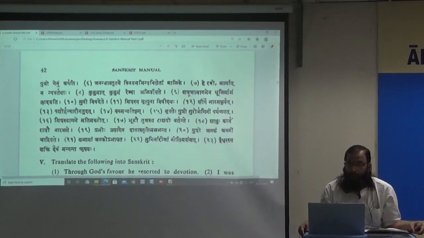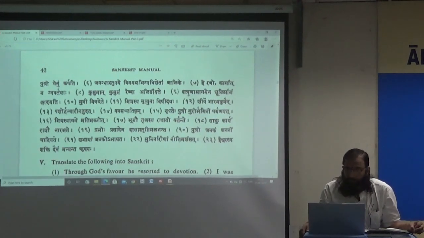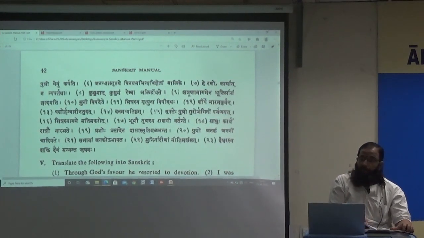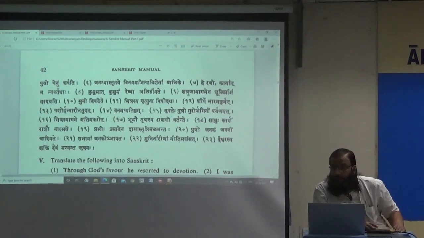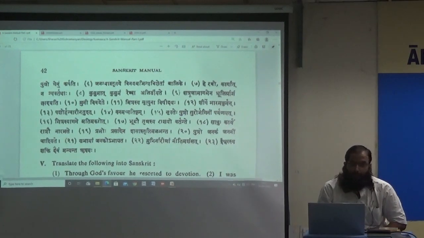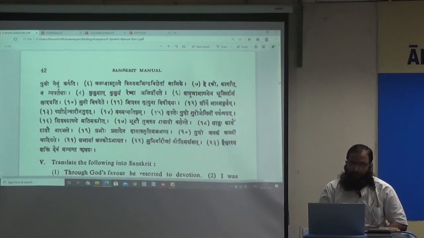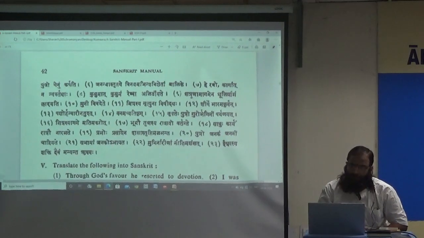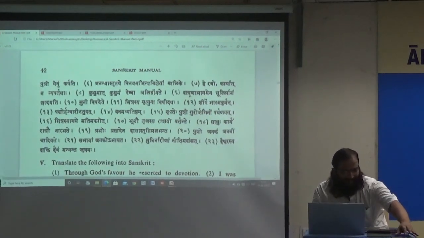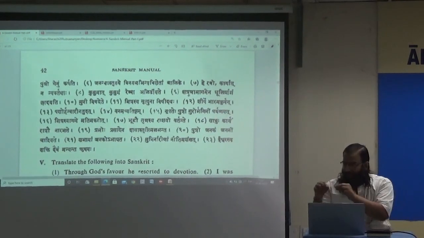Next one, number 14. We'll stop with this. Vanam adhyatishtham. Read properly. What does it mean? I lived in the forest. Live or lived? Lived in the forest. Vanam adhyatishtham. Adhi plus sthaa governs the second case. Aham vanam adhyatishtham. I lived in the forest and learned Samskrtam. Other things I leave blank, you can read it later.